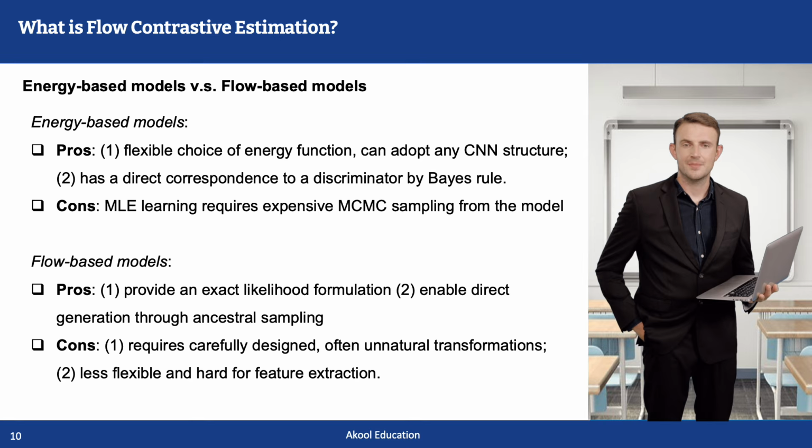In contrast, flow-based models offer a different trade-off. Their strength lies in providing an exact likelihood formulation. We can compute the exact probability of a data point and also perform direct generation through ancestral sampling. On the downside, these models require carefully designed invertible transformations, which can be unnatural or restrictive in structure, and they tend to be less flexible and less effective for feature extraction compared to energy-based models.